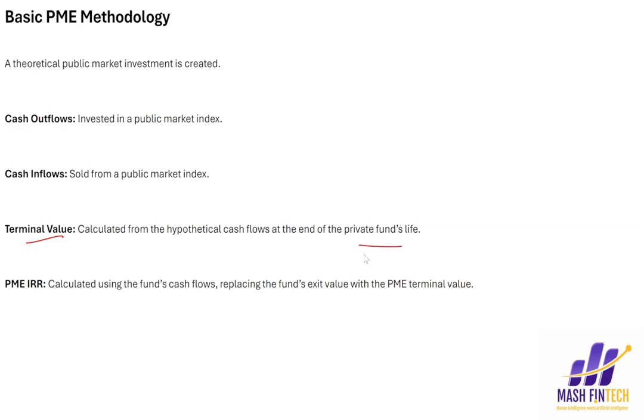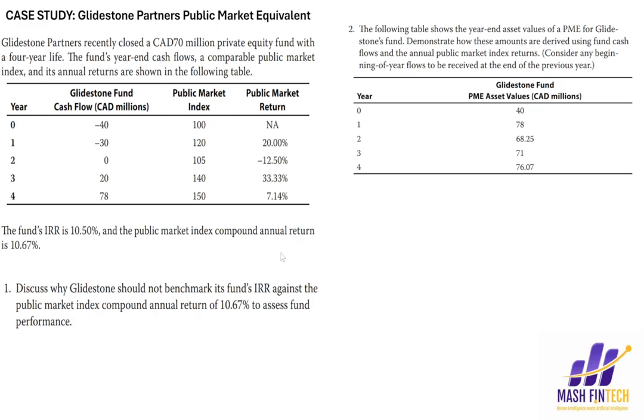But we just consider this terminal value as the end of life value for the private fund. We use this terminal value in the cash flows to calculate the public market equivalent internal rate of return. So this is calculated using the fund's cash flows, but we replace the exit value with the terminal value for the public market equivalent. All right. So let's look at this case study here.